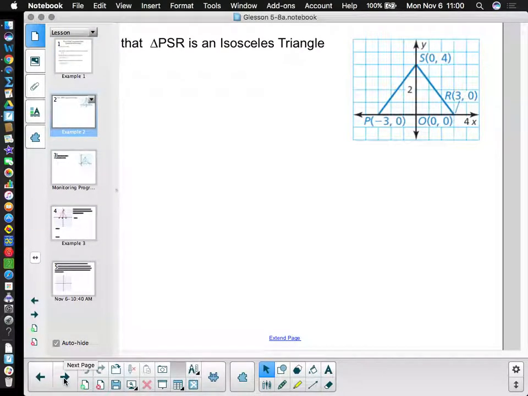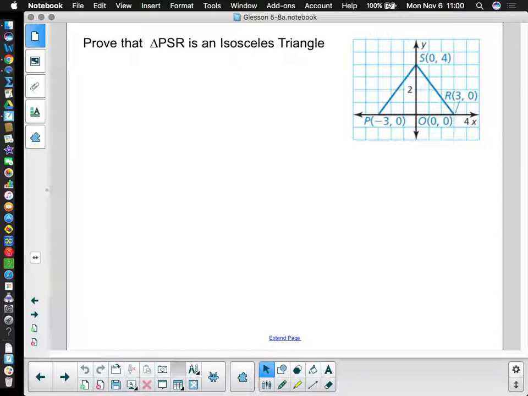All right, proving things in the coordinate plane. I want to prove that triangle PSR is an isosceles triangle. Now, how can we go about doing that? Well, basically, we can prove things about side lengths, and we can prove some things about angles, but I can't really measure angles in the coordinate plane using distance, midpoint, and slope formula. We need some more advanced math for that, which we are not ready for yet. So what we can prove are parallel lines and perpendicular lines, so we can show right angles.